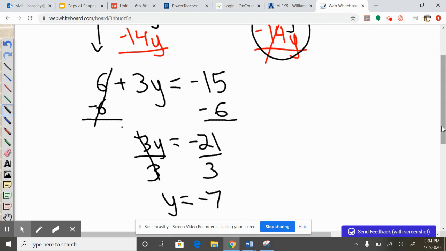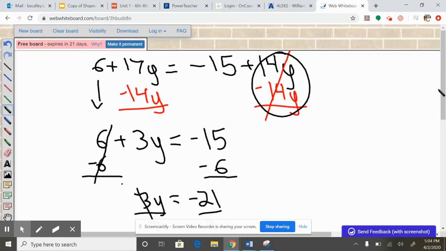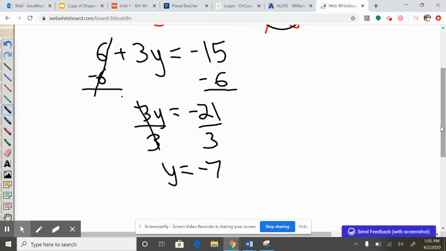So what that means is the only time this equation, my original equation, the only time it will actually be equal, the left and the right side will be equal, is if the value of y was negative 7.